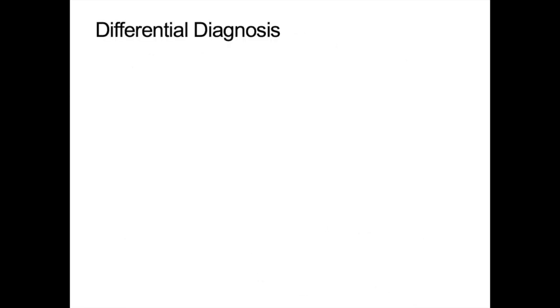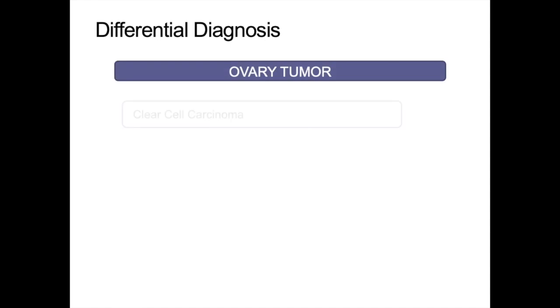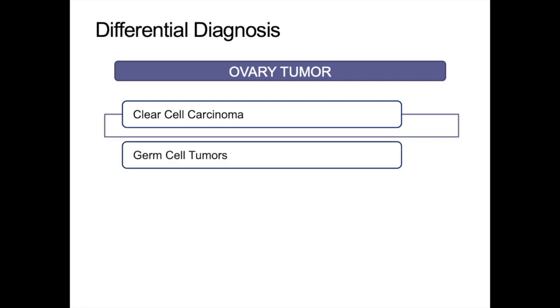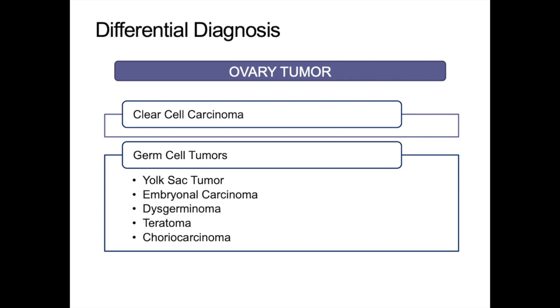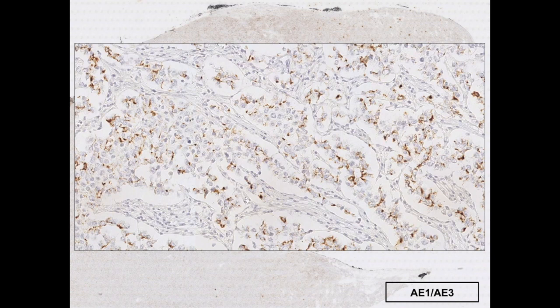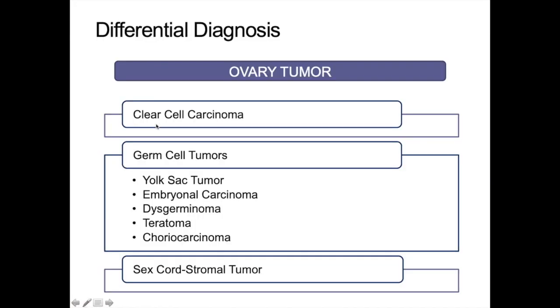We approach this case as an ovarian tumor, and the differential diagnosis includes clear cell carcinoma, or germ cell tumors like yolk sac tumor, embryonal carcinoma, dysgerminoma, teratoma, or choriocarcinoma, or the possibility of a sex cord stromal tumor. We start the study with a cytokeratin that is negative, but with a dot-like stain, as we can see here. So at this point, clear cell carcinoma is not possible.